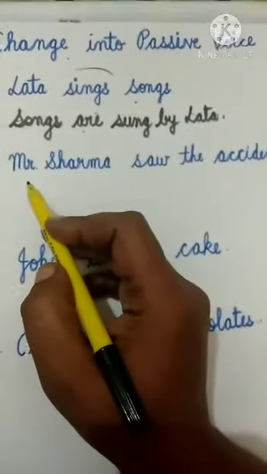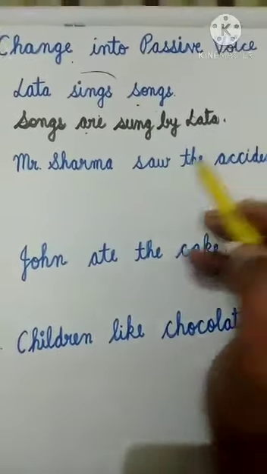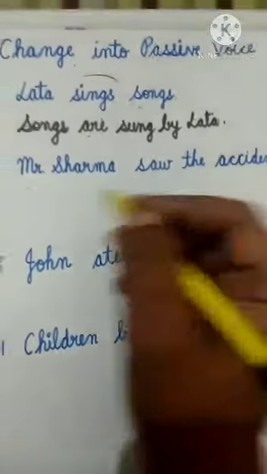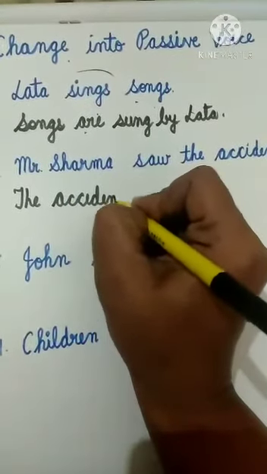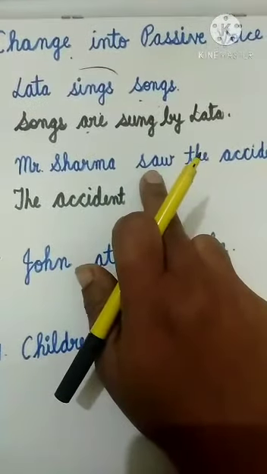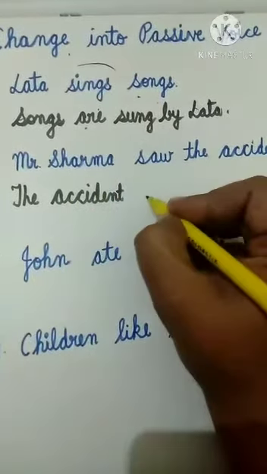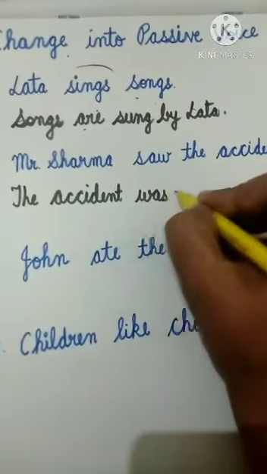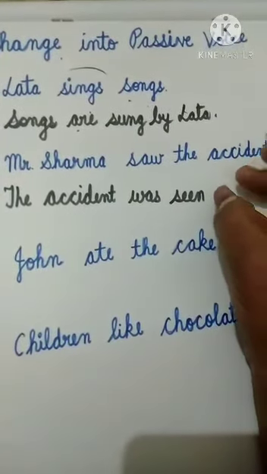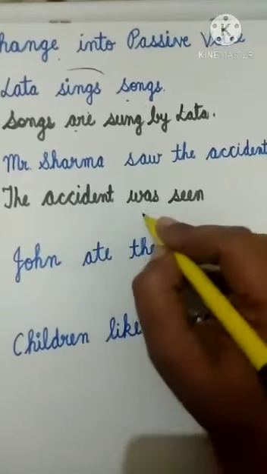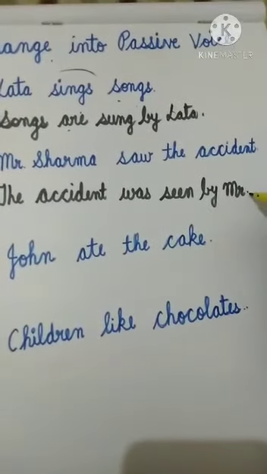Clear? Come to second sentence. Mr. Sharma saw the accident. We will change it into passive voice. See, the accident. This is object. It will become subject. How we will write? The accident. After that, see here. This is verb. Saw. Past tense. So, what we will use? Was or were. So, accident was. We will not use were here. The accident was. Third form of saw, see, seen. See, saw, seen. The accident was seen by Mr. Sharma.